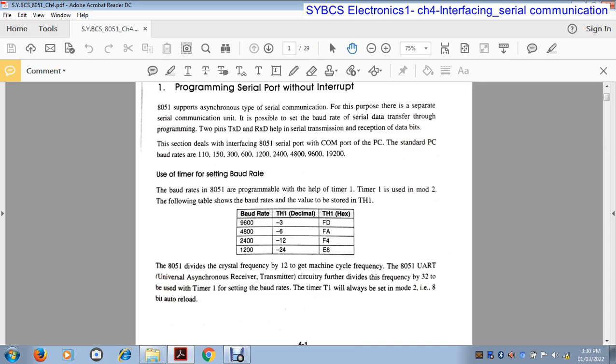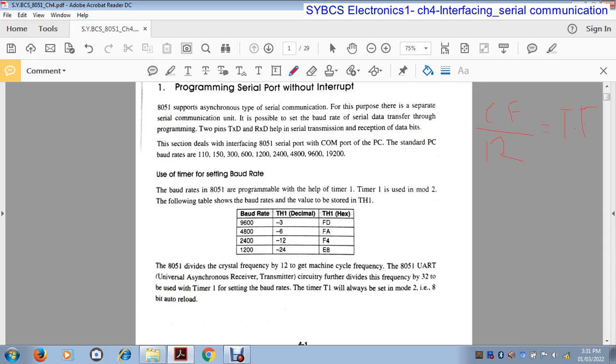So in chapter 3 we saw that we divide the clock frequency by 12, then we get the timer frequency. Similarly, for serial communication purpose we require some frequency. Then how do we get this frequency for serial communication? We divide the crystal frequency, that means the controller frequency, by 12. Then we get the timer frequency.